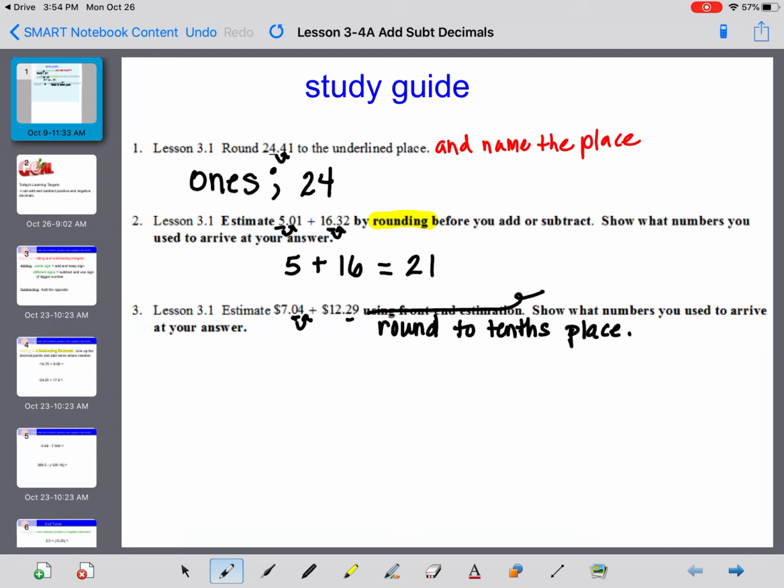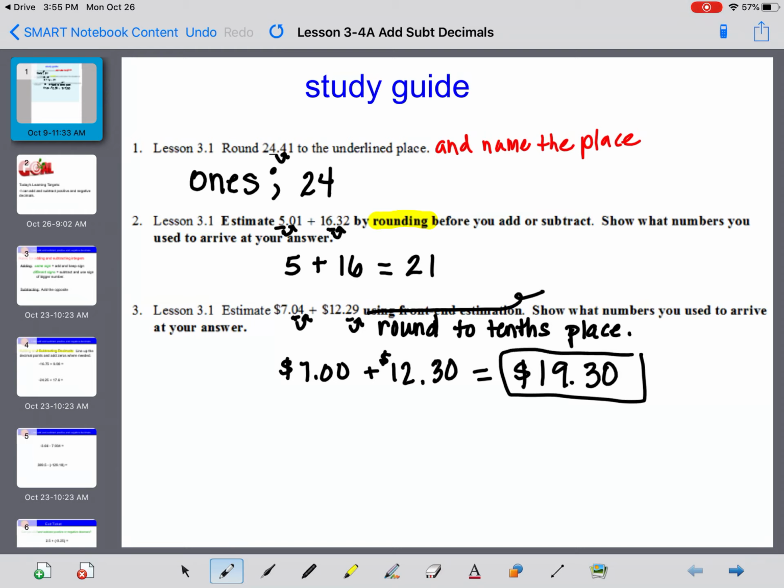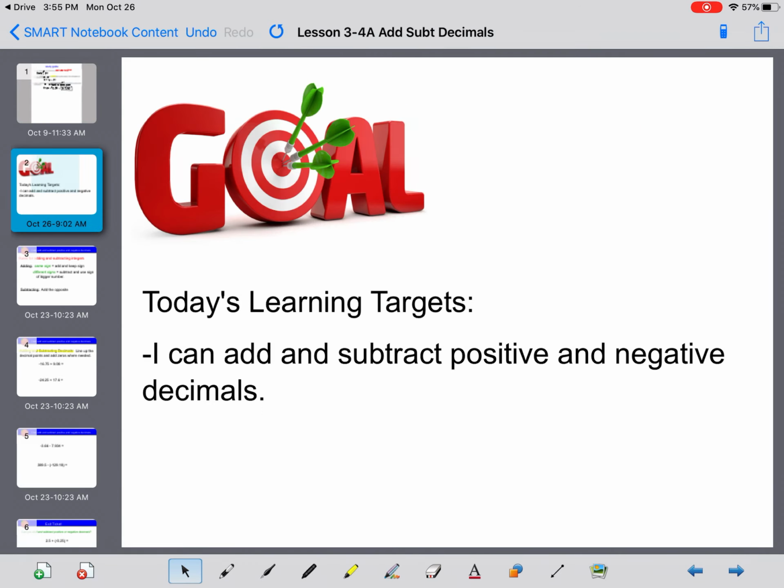In the first number, 7 and 4/10ths, the 4 says to round down. So the first one is $7 plus, I look at the 9. The 9 is 5 or bigger, so I need to round that up. So $12.30. When I add $7 plus $12.30, I'm at $19.30. We should all have the exact same number because we are all rounding to the tenths place. All right, that was a review from our previous lesson.